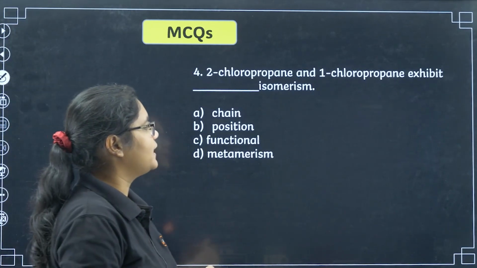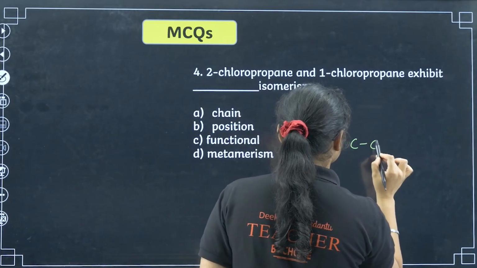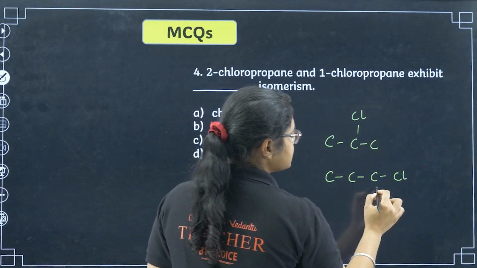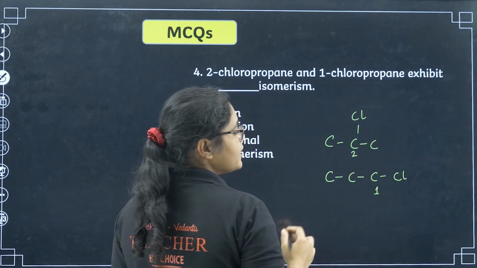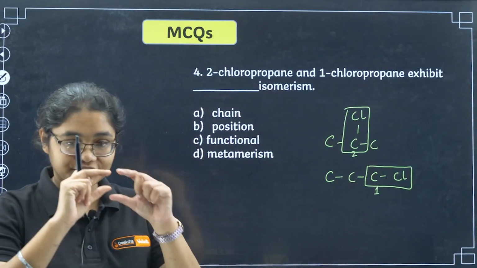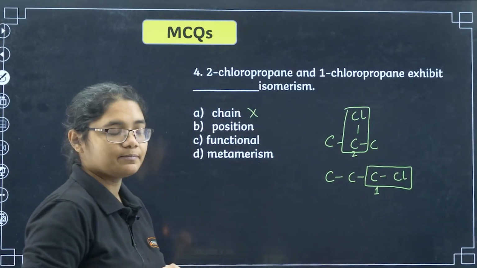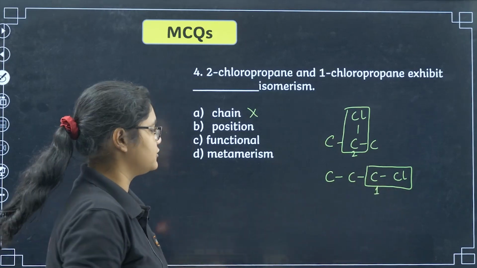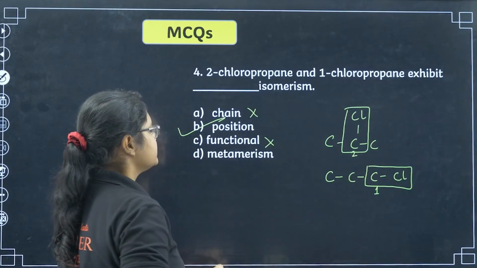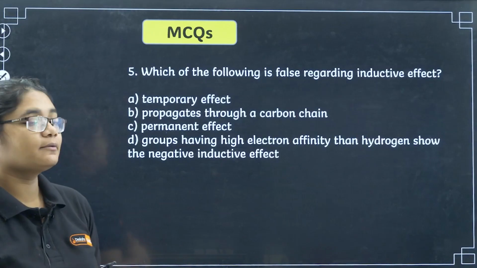Next, 2-chloropropane and 1-chloropropane exhibit dash isomerism. Here the chlorine is present in the first position, and here the chlorine is present in the second position. The chain is the same, 3 carbon chain here and here, so this is not chain isomerism. Here also chlorine is the functional group, so this is not functional isomerism. Position is different, so this is position isomerism, option B. Next, we'll move to question number 5.